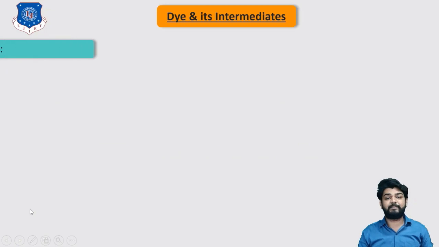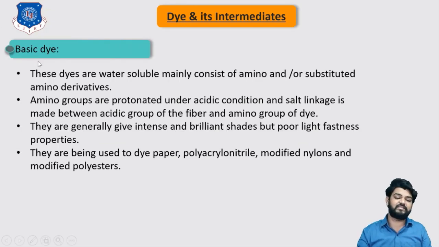Now let's move to the basic dyes. You can see here these dyes are again very much water soluble and mainly consist of amino and substituted amino derivatives. So in this particular dye we will have the amino group as the main functional group, right? Even some amino derivatives can also be attached on the benzene. We will understand them with the help of an example as well.